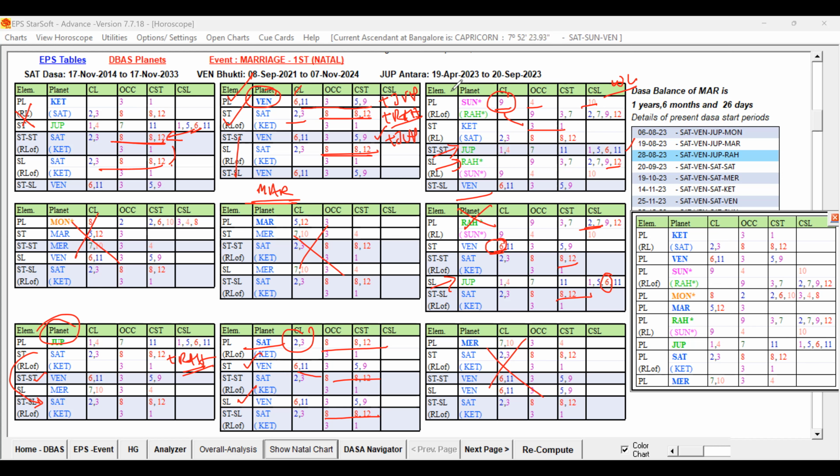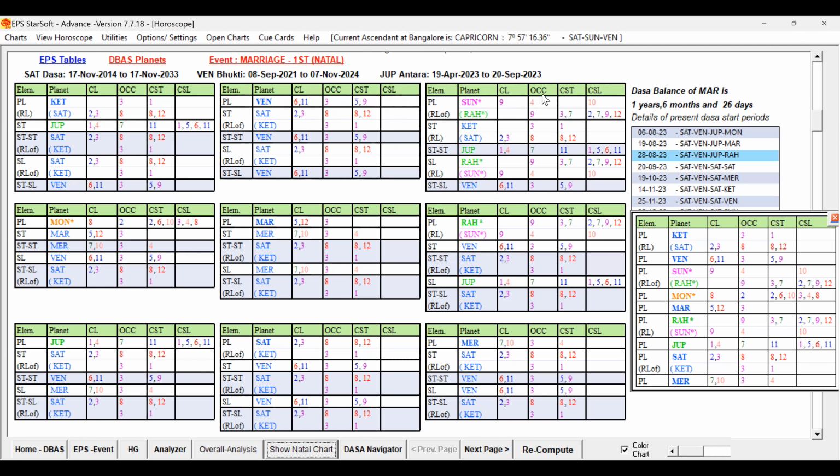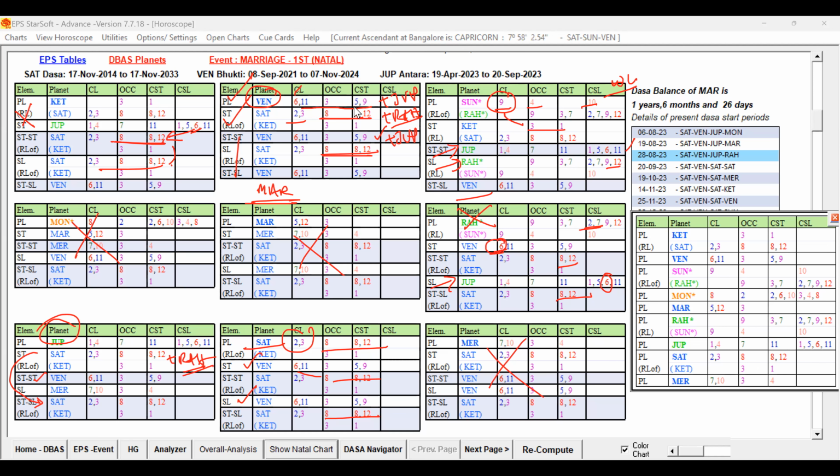So now let us check the date of marriage. As per the record, the date of marriage is 4/11/2008. Just a minute. Let me erase this. No, let it be. What is the date? I forgot. 4/11/2008.